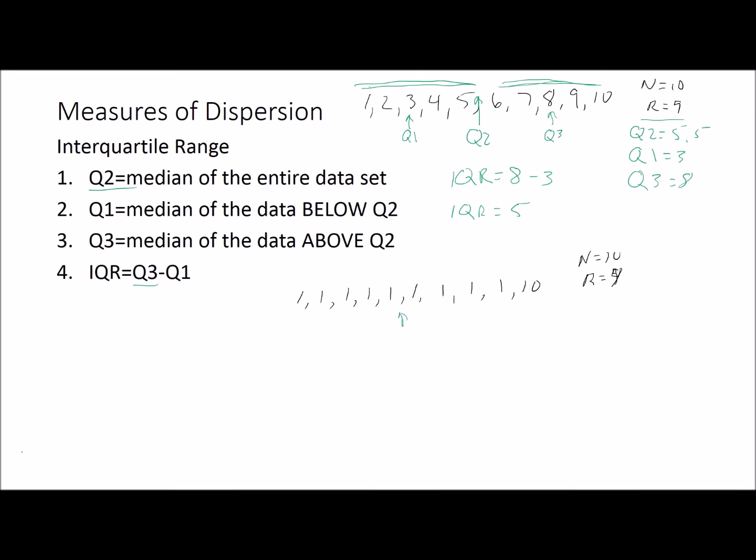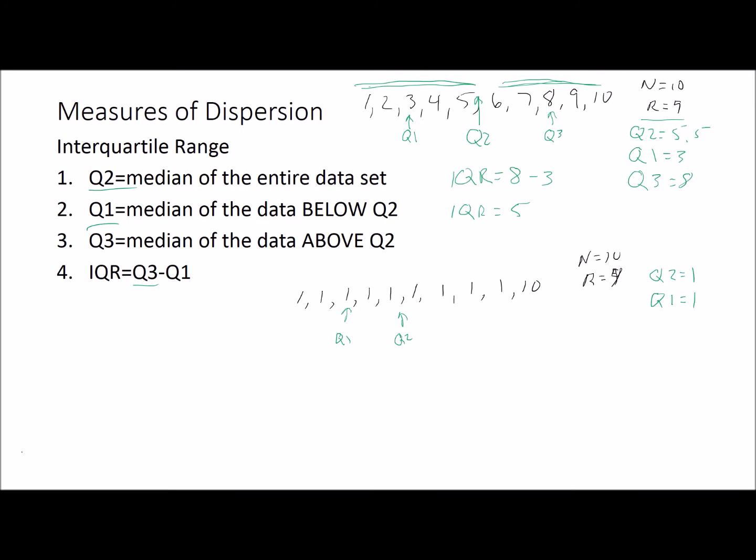Little arrow there, which would be our Q2. Now again, finding this, refer back to central tendencies. But we know Q2 at this point equals 1. Now we got to find Q1, median of the data below Q2. So that's going to be here. So we got our Q1, and Q1 is also 1. So Q1 equals 1.